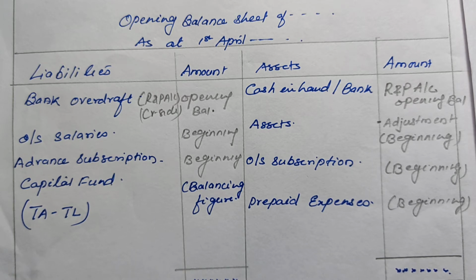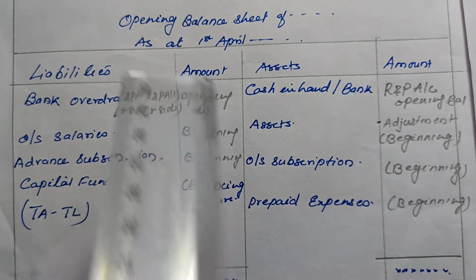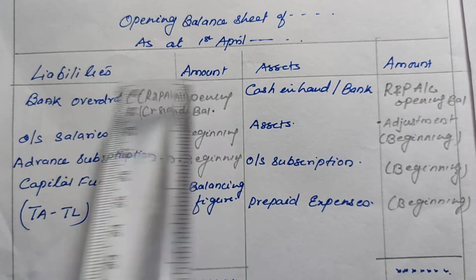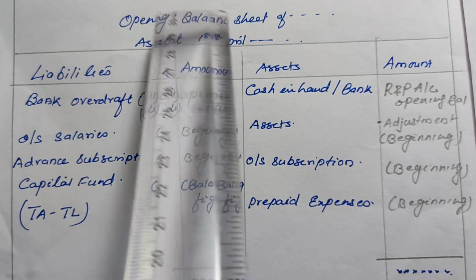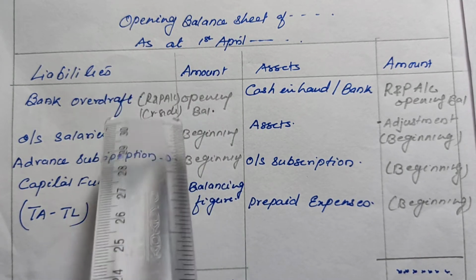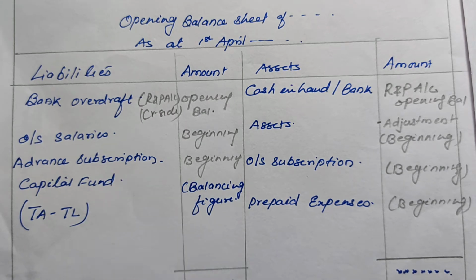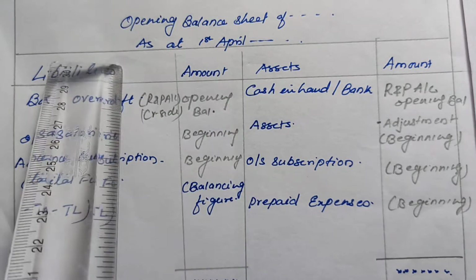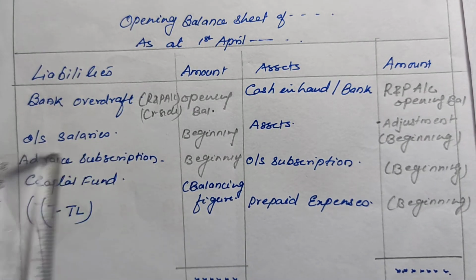The balance sheet shows the financial position of an organization as at a particular date. The method of preparing the balance sheet of a not-for-profit organization is also the same as that of a business firm. The only difference is that a not-for-profit organization prepares two balance sheets, one opening balance sheet and the other at the end, the closing balance sheet. And the purpose of preparing the opening balance sheet is to find out the capital fund.